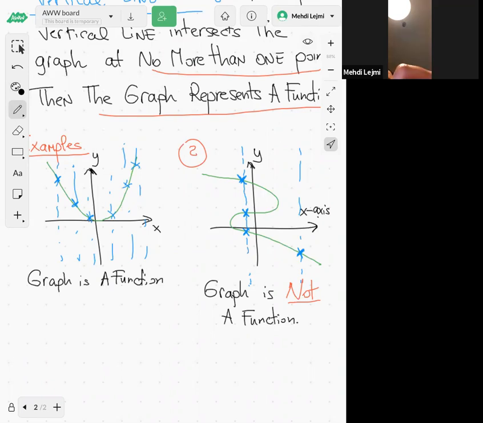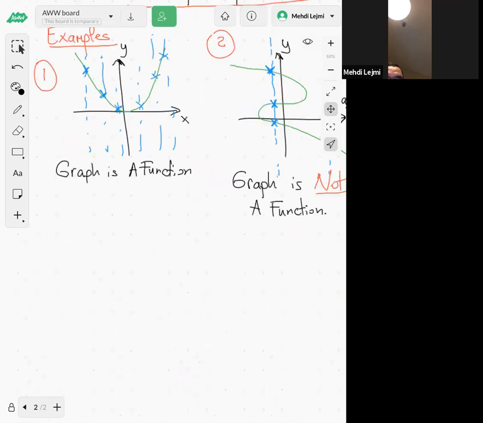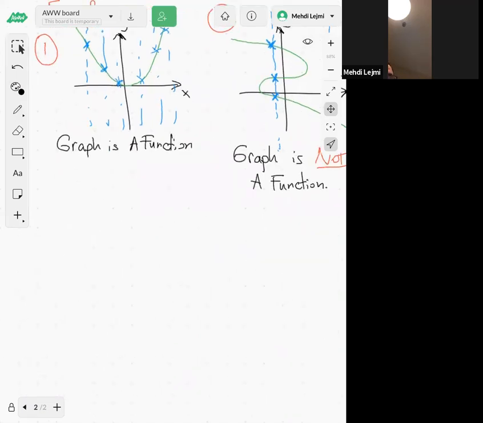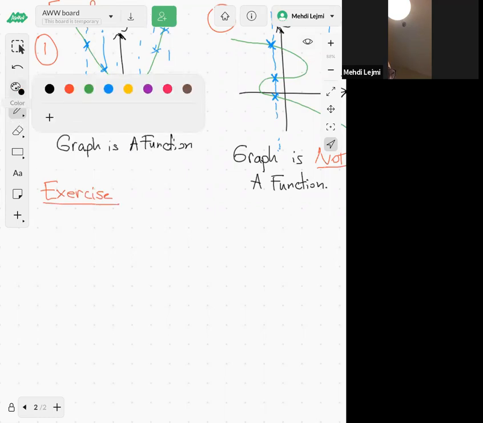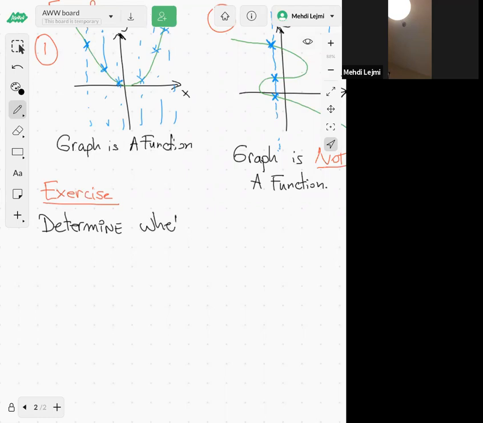So here's an exercise, guys. You have to determine whether the graph represents a function or not. Okay, so exercise. All right, so let's see.